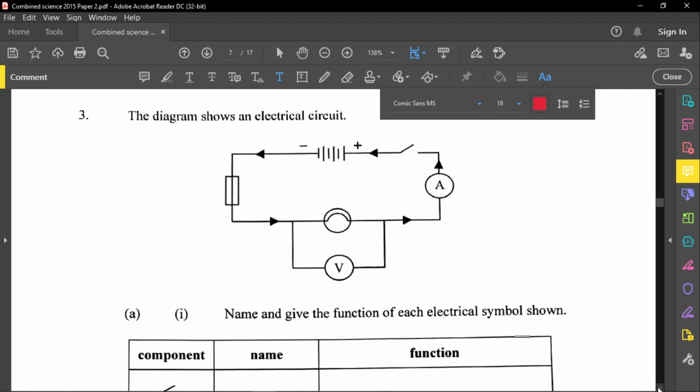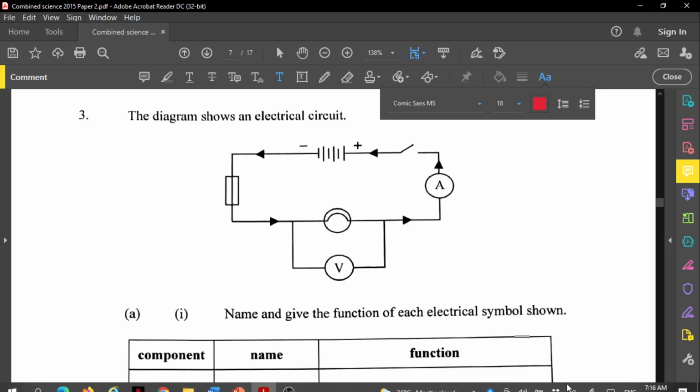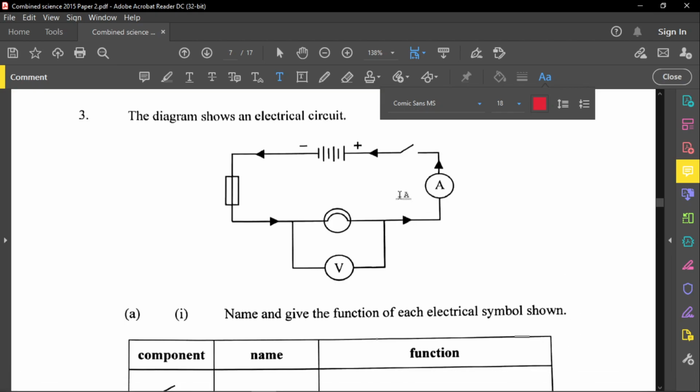All right, so question number 3 right here. The diagram shows an electrical circuit, and there are some components in the electrical circuit. It says to name and give the function of each electrical symbol. So I guess the symbols will be here. Let's just run through them real quick.